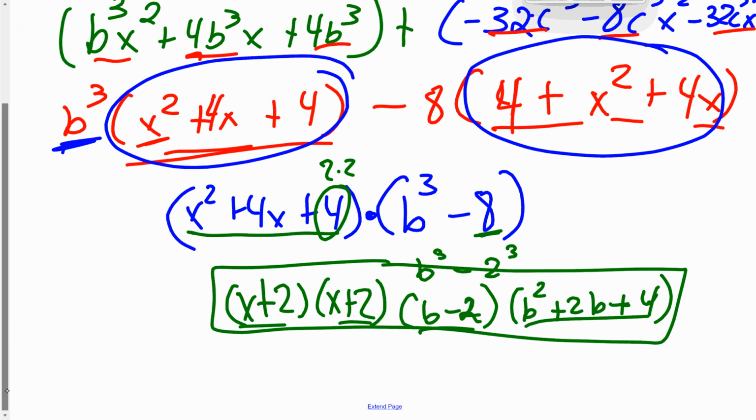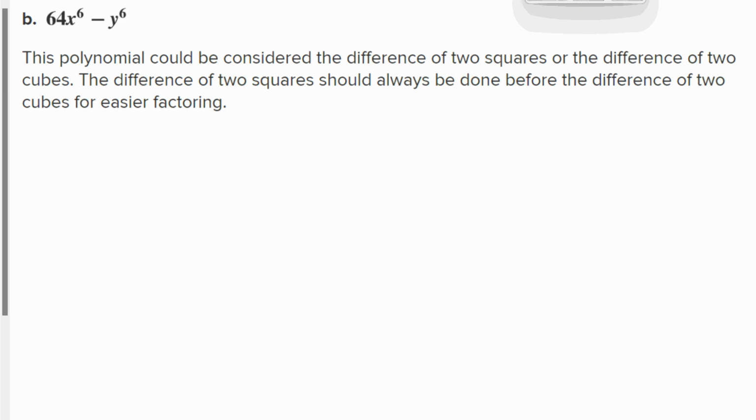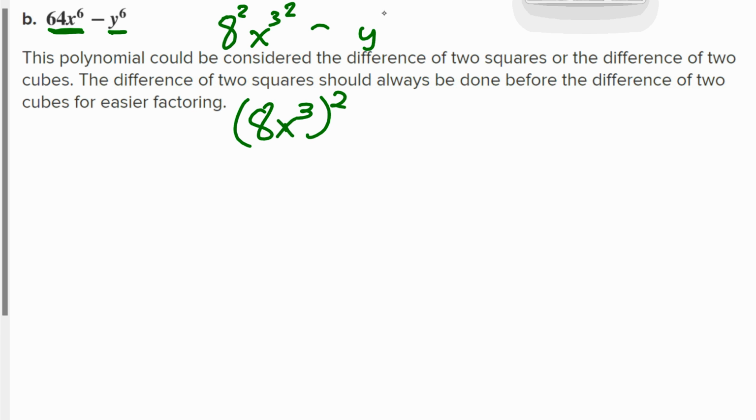Now we can look at this second one here. So this second one, you can rewrite 2 different ways. I can rewrite it: 64 is 8 squared, and x to the 6 would be x cubed squared as well, right? So I could rewrite that as 8x cubed squared, and then the y to the 6 would be y cubed squared. And so I could do a difference of squares.